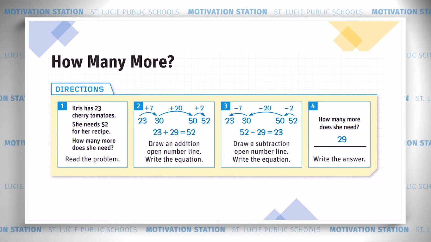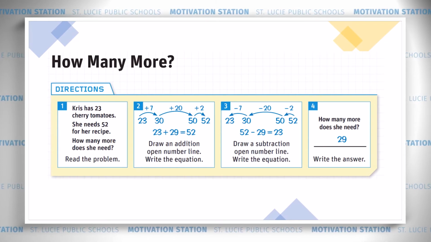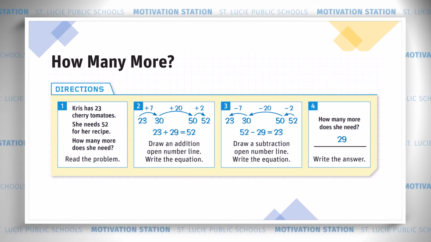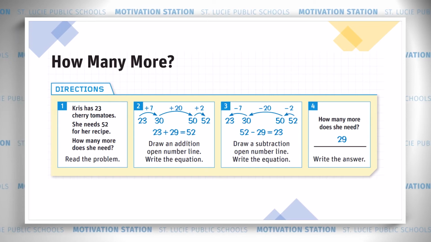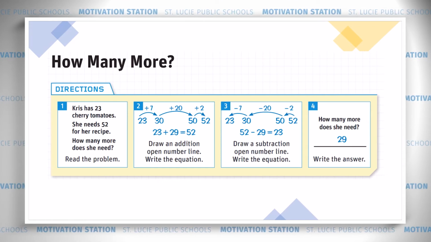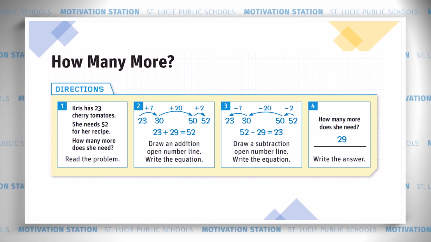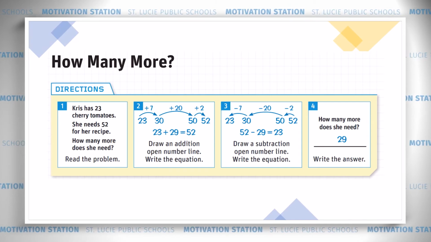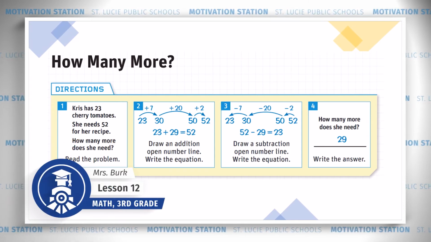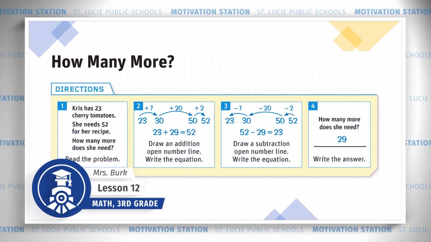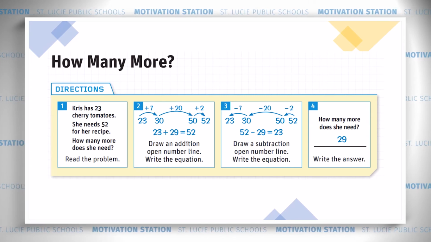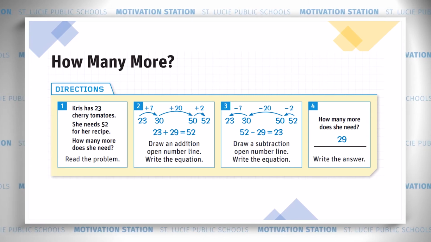How many more? Directions. Step 1. Read the problem. This problem says, Chris has 23 cherry tomatoes. She needs 52 for her recipe. How many more does she need? Step 2. Draw an addition open number line. Write the equation. Step 3. Draw a subtraction open number line. Write the equation. We are doing both addition and subtraction on this workbook page. Step 4. Write the answer. Step 4 has a line that says, how many more does she need? The answer that they found by doing the addition and subtraction number lines and equations was 29.